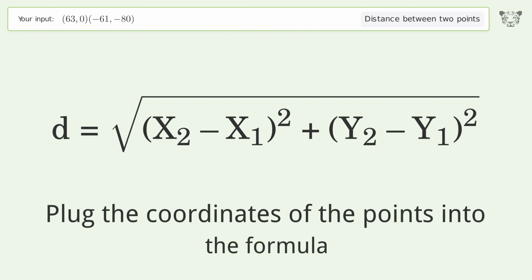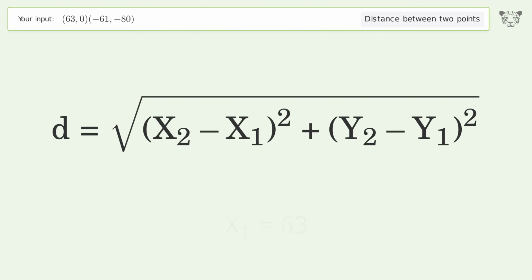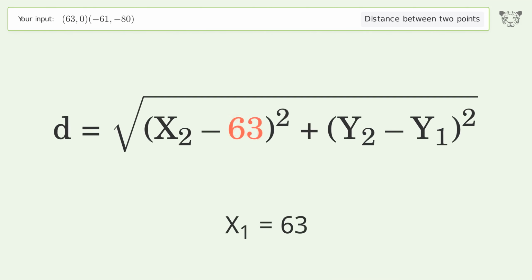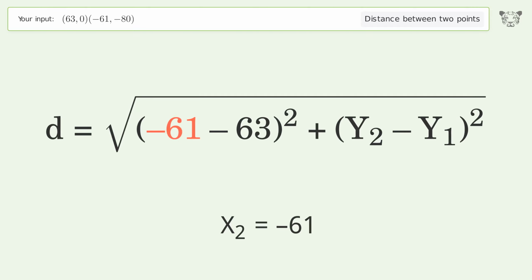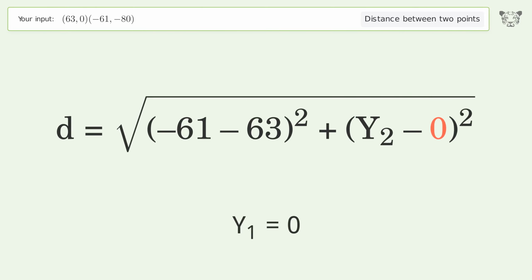Plug the coordinates of the points into the formula. x1 equals 63. x2 equals negative 61. y1 equals 0. y2 equals negative 80.